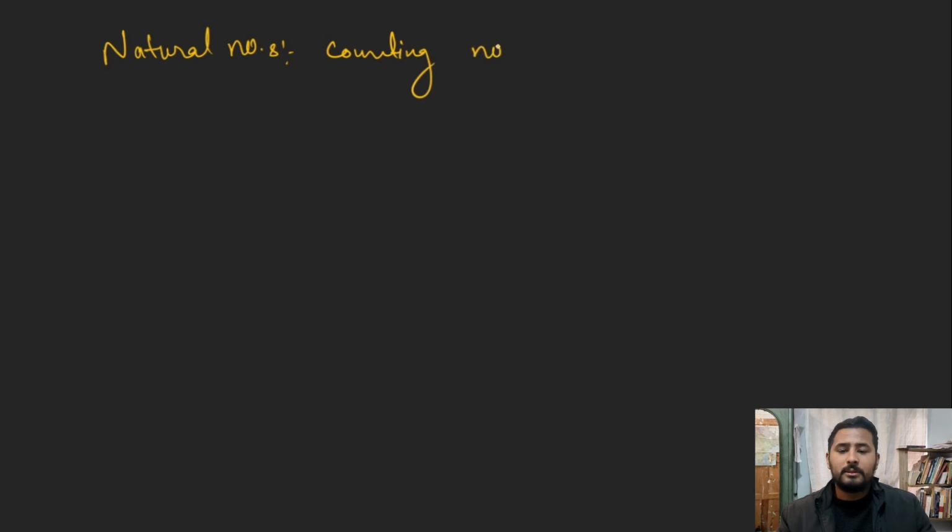Okay, first of all, in number system, what we have is natural numbers. Okay, so first we have natural numbers. So what are natural numbers? Natural number means counting numbers such as 1, 2, 3, 4, 5, and so on. This is our counting number, natural numbers.